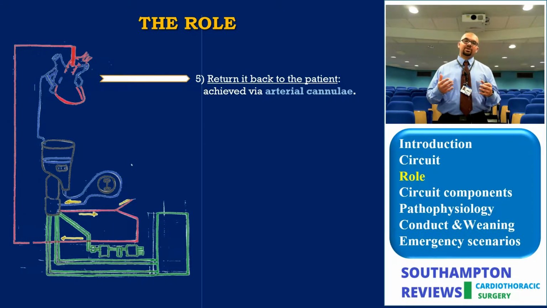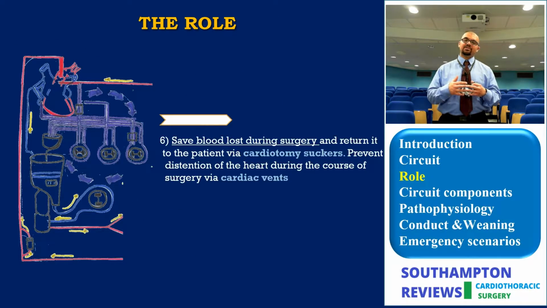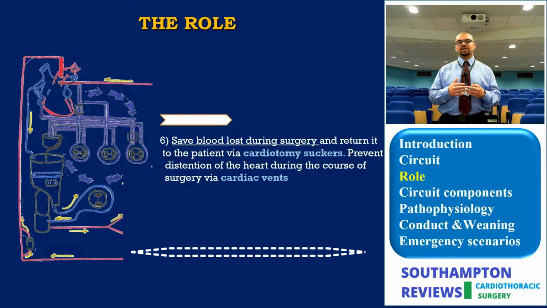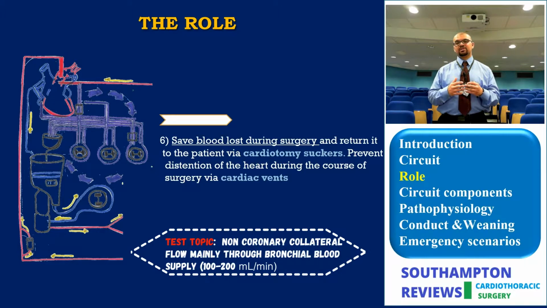Also, returning and saving the blood loss during the surgery, whether from the field or from the inside of the heart, to maintain the decompression, as we will discuss in the next section. There is non-coronary collateral flow, which will lead to distension of the heart while we're on bypass. We need means to evacuate the heart from that, and also means to salvage the lost blood in the field.